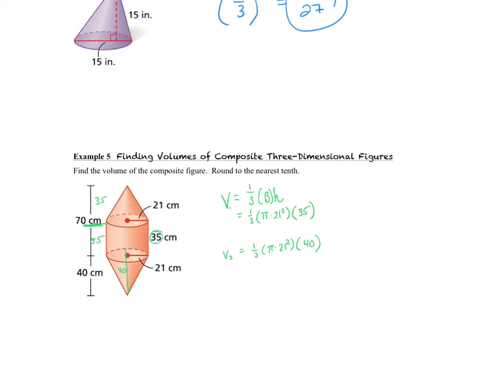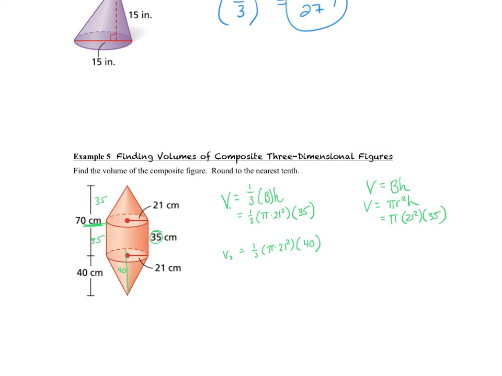So I'll calculate those, and then the cylinder is going to be area of the base times the height. It doesn't come to a point, so it's not 1/3. So area of the base would be the pi r squared times the height, which is pi times 21 squared times the height, which is 35.